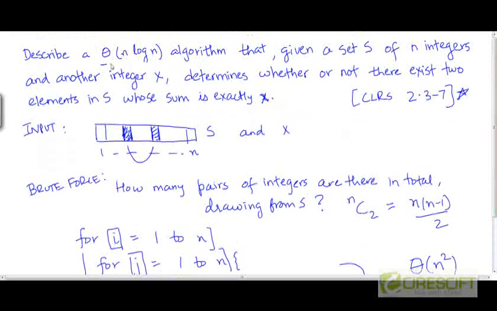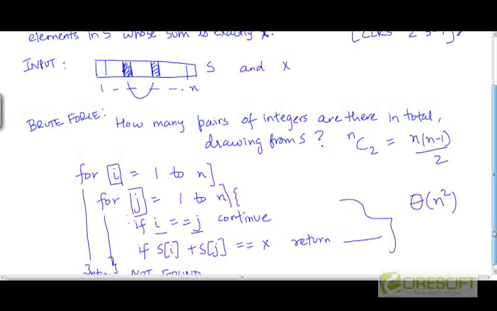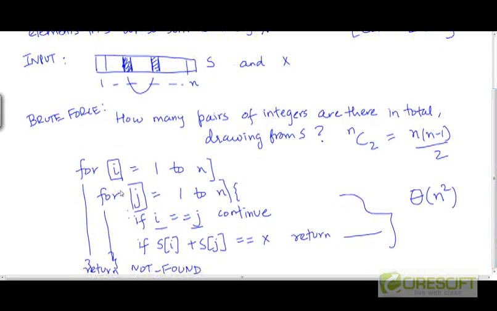But the question asks you to come up with a theta of n log n algorithm. So you need to come up with a faster algorithm to solve the problem. Now, one possible way to modify this algorithm to try to speed it up is by not iterating over all values. So for a given, let's say you choose a particular value of i.